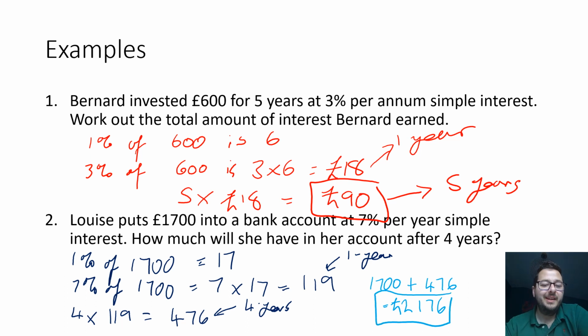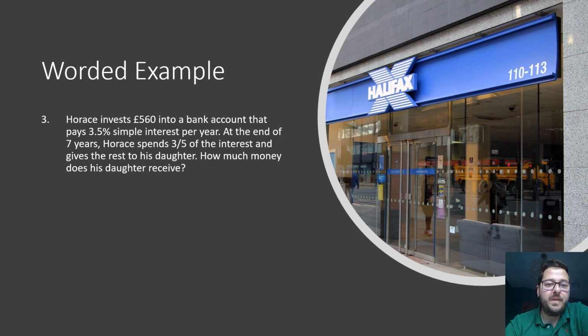All right. Okay, so finally, a worded question to finish off with. Horace invests £560 into a bank account that pays 3.5% simple interest per year. At the end of 7 years, Horace spends 3/5 of the interest and gives the rest to his daughter. How much money does his daughter receive? Okay, so there's a lot to unpack here. Like with any question that's got a big amount of words, we read it all, get the gist of it, and then we start again, and anything we can work out along the way is going to be helpful.